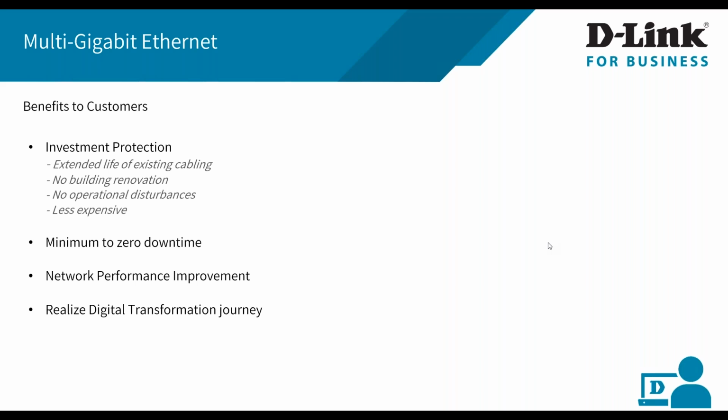And multi-gigabit improves the network performance by almost 2.5 times with 2.5 Gbps, and almost 5 times with 5 Gbps. So it's a very significant improvement in the performance. And the ultimate benefit to the customer, from a business point of view, is that the customer can run any application, any technology, and then they can realize the digital transformation journey.